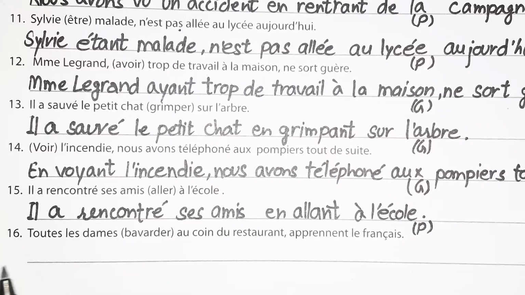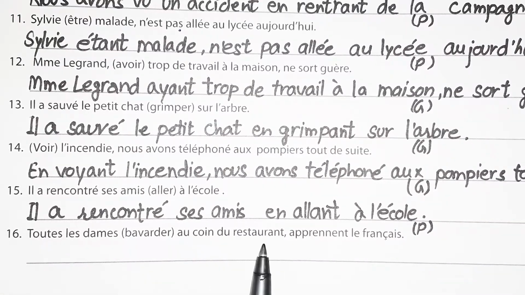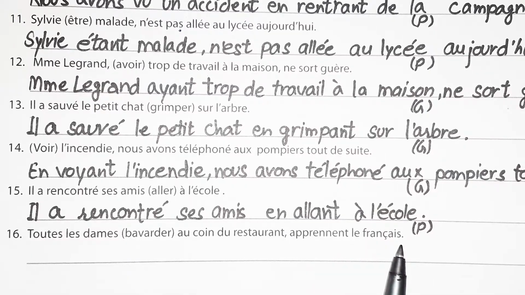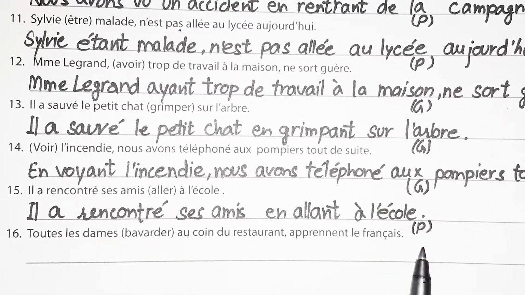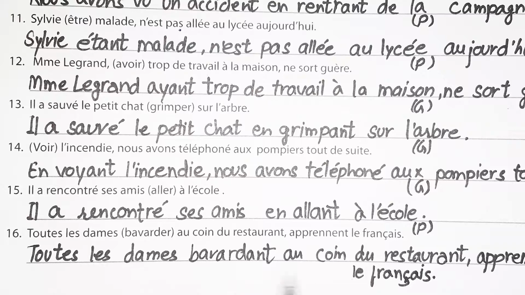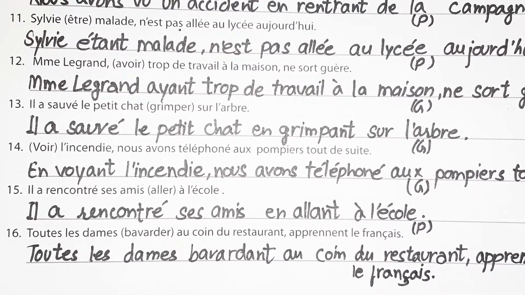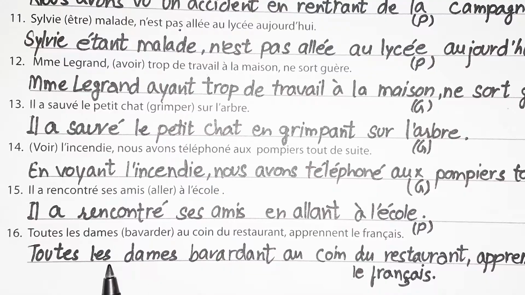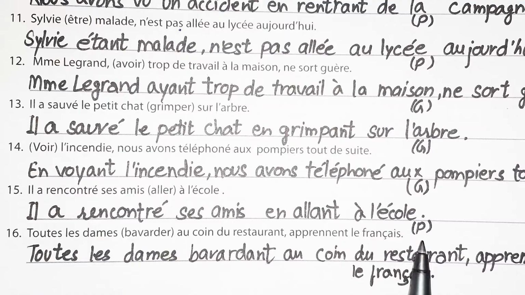Now the last statement is toutes les dames. The verb is bavarder. Au coin du restaurant apprennent le français. Now we are going to use participe présent here because we are giving a description of the ladies. Okay. Toutes les dames bavardant au coin du restaurant apprennent le français. That means all the ladies chatting at the corner of the restaurant are learning French. Now here we have given a description of the ladies, chatting ladies. Okay, so we have used participe présent.